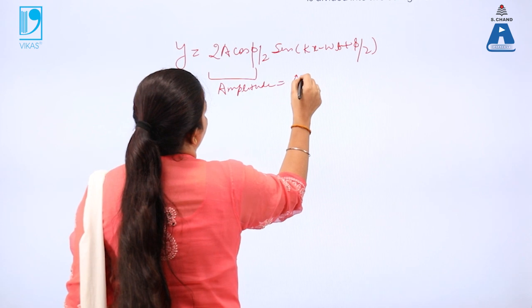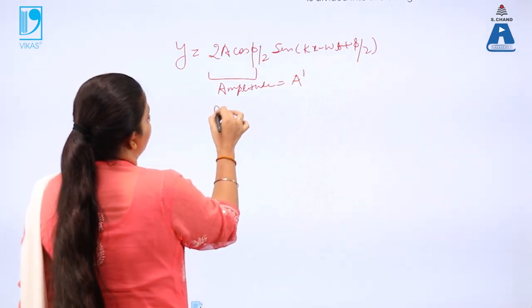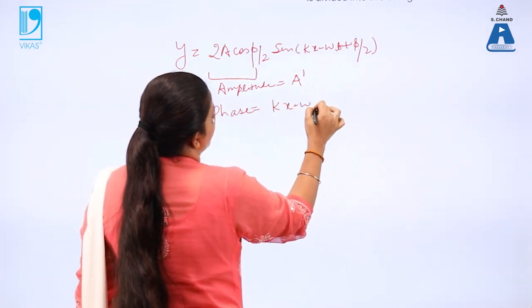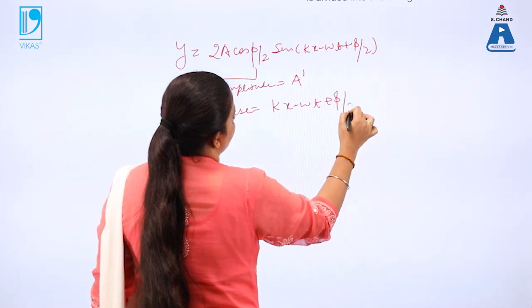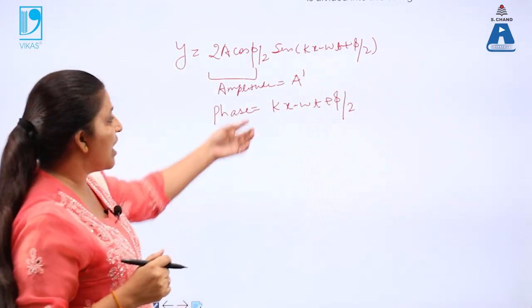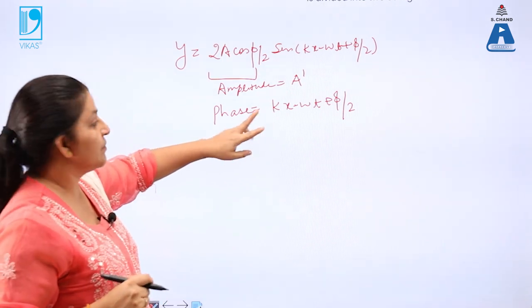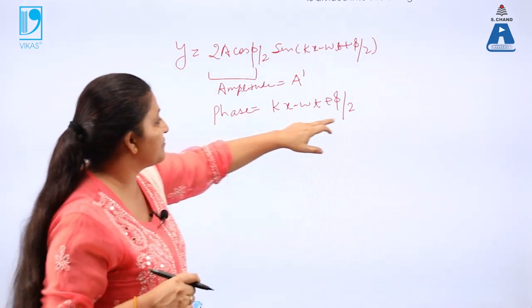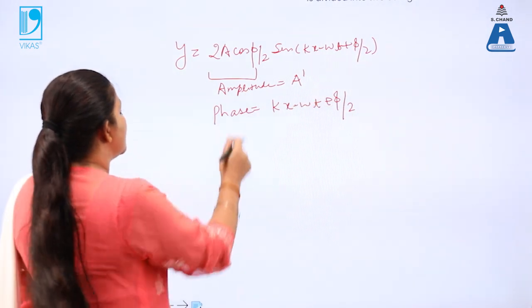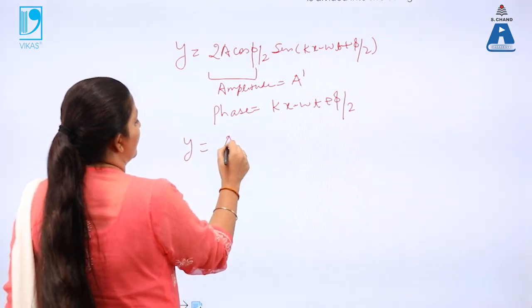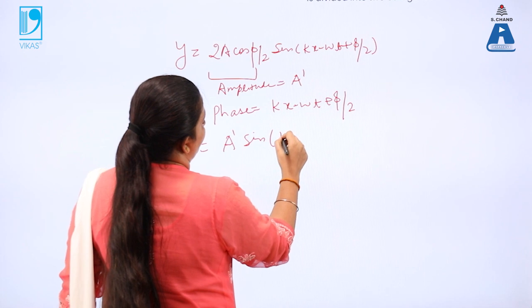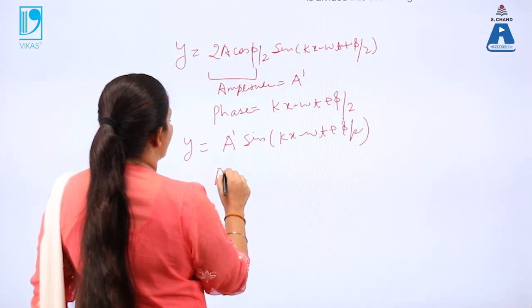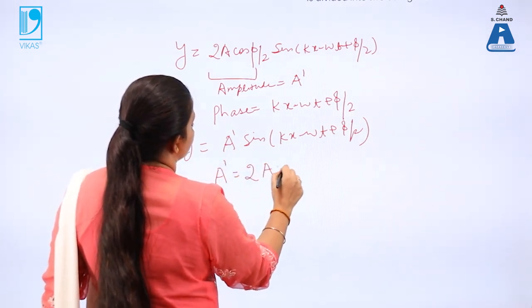Now write this as a dash, and now the phase for the resultant wave is equal to kx minus omega t plus phi by 2. Now the phase of the resultant wave is also half of the phase between the two waves, because for the two waves the phase is phi in this case, but for the resultant wave the phase is phi by 2. So that means the resultant amplitude is a dash, where a dash equals 2a cos phi by 2.